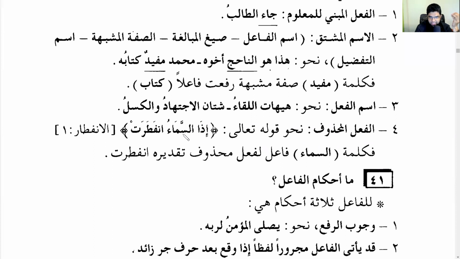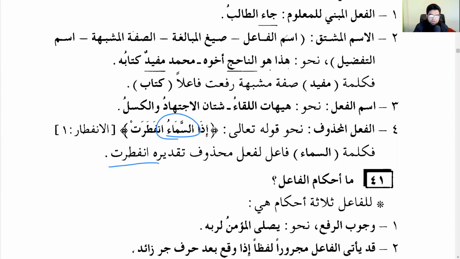نحو قوله تعالى إذا السماء انفطرت. فكلمة السماء فاعل لفعل محذوف تقديره انفطرت. So كلمة السماء is the fa'il of the fi'l محذوف, which is انفطرت السماء. So why is this? They say this sama'u is the fa'il of the fi'l. Infatara should have been before, right? Infatarat is sama'u. So fi'l mahdhufun taqdiruhu infatarat.